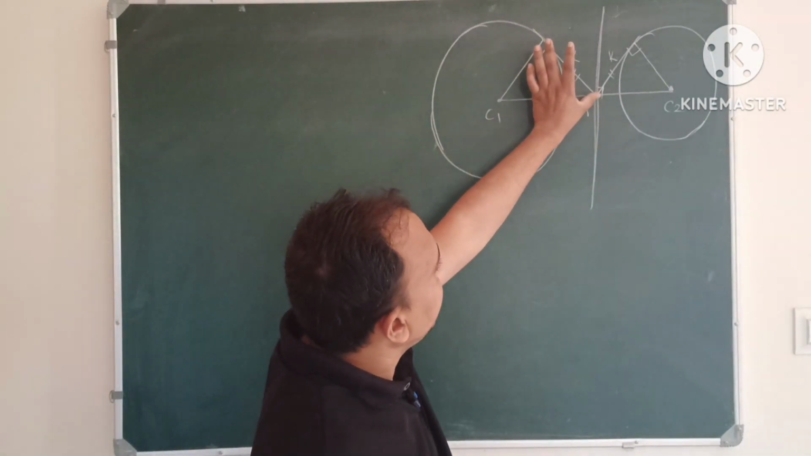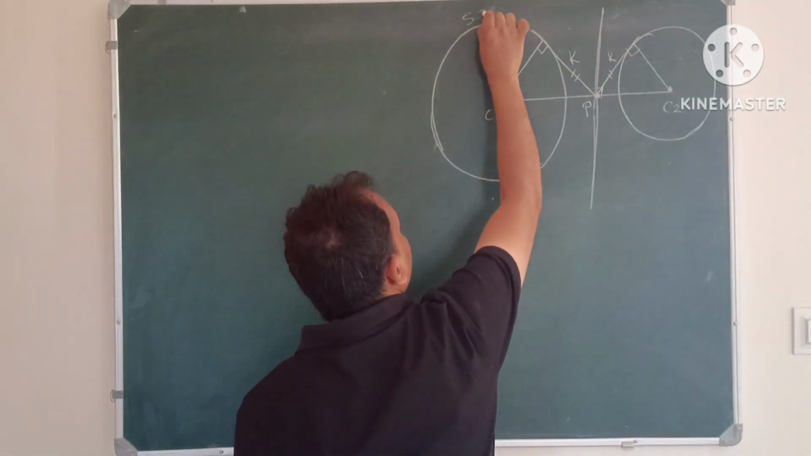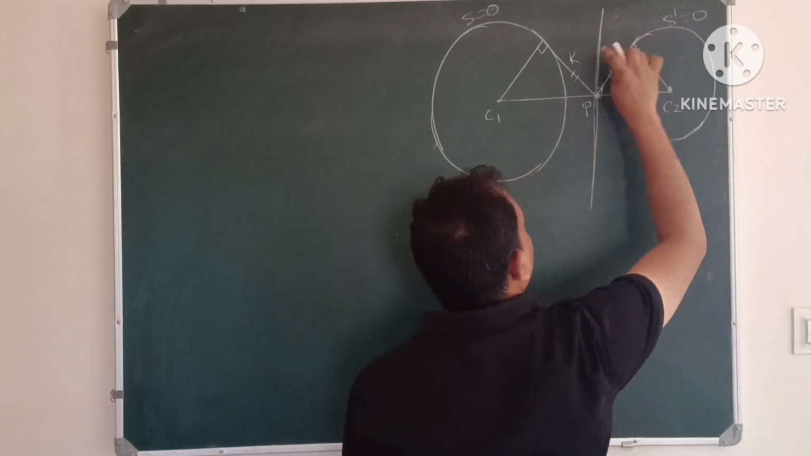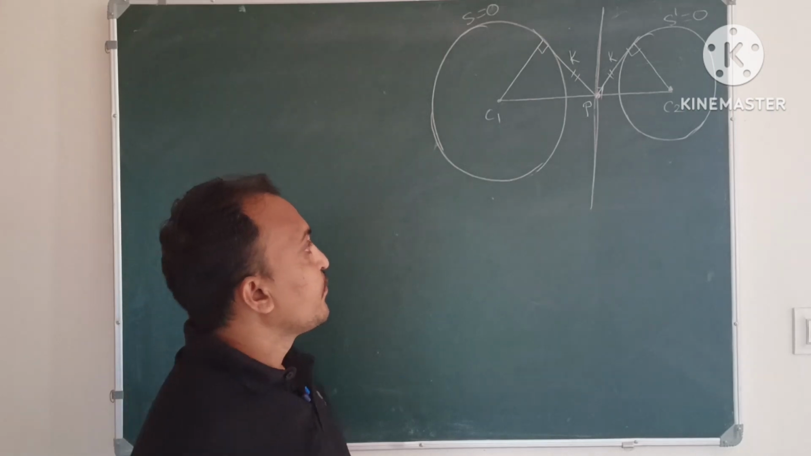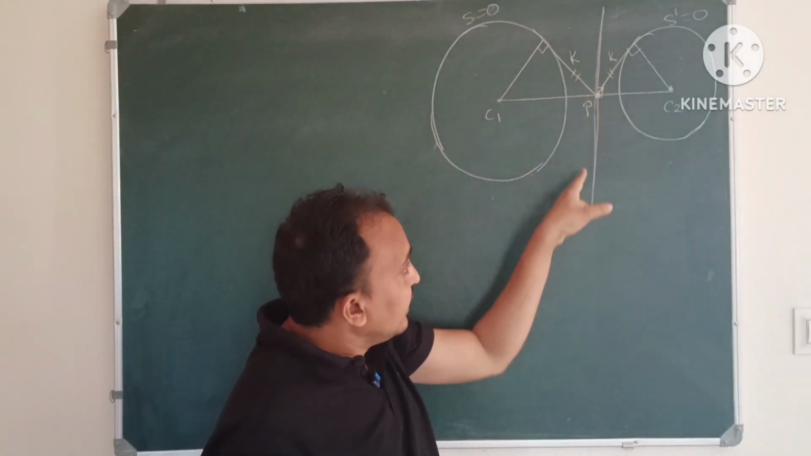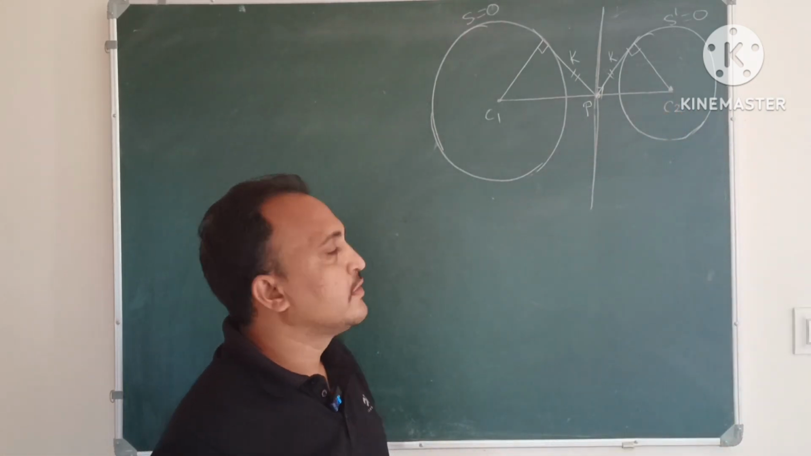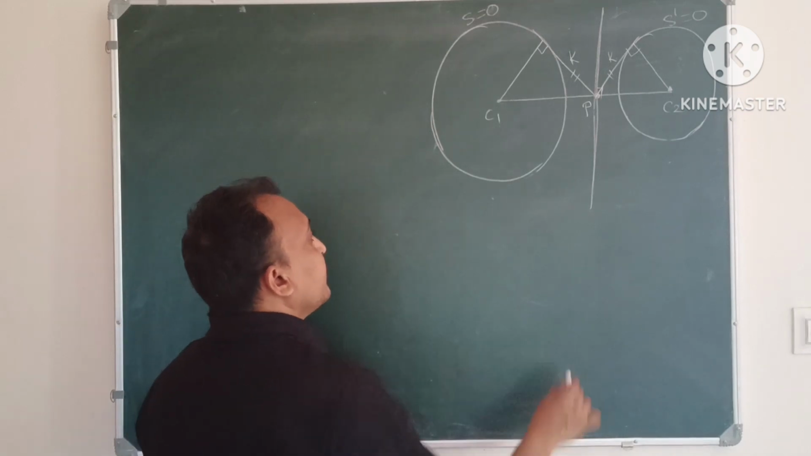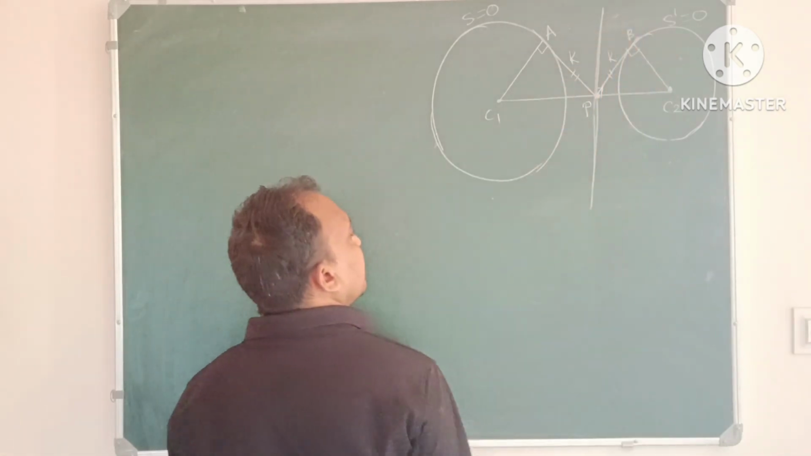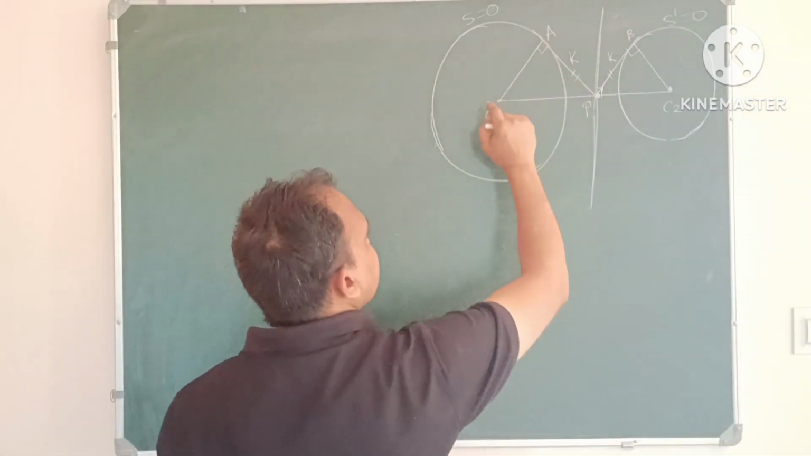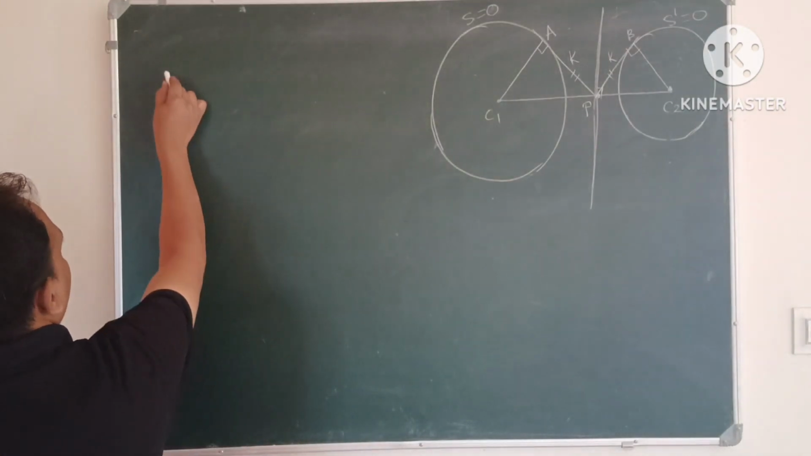So from P to S is equal to 0, and from P to S dash is equal to 0, we have taken two tangents. These lengths are equal by the definition of the radical axis, right? Now, a radical axis is always nearer to the center of the smaller circle. How is it? We are proving it. Let us take this point of contact A, and this point of contact B. Clearly, triangle PAC1 is a right angle triangle, right? Triangle PAC1 is a right angle triangle.